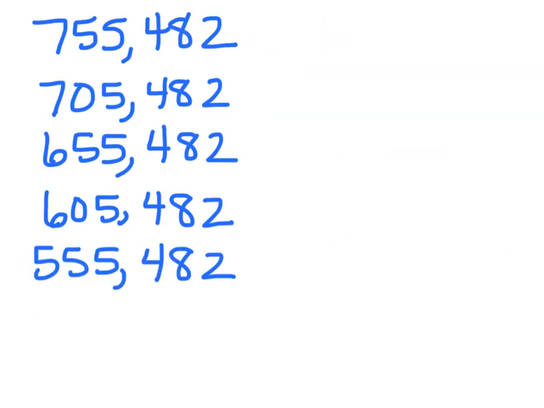Here's our next pattern. Let's see if we can determine the rule. Our first number is 755,482. Next is 705,482. Next, 655,482, followed by 605,482, and finally 555,482. What is the rule, and what will be the last number in the pattern? What do you notice changes from number to number?